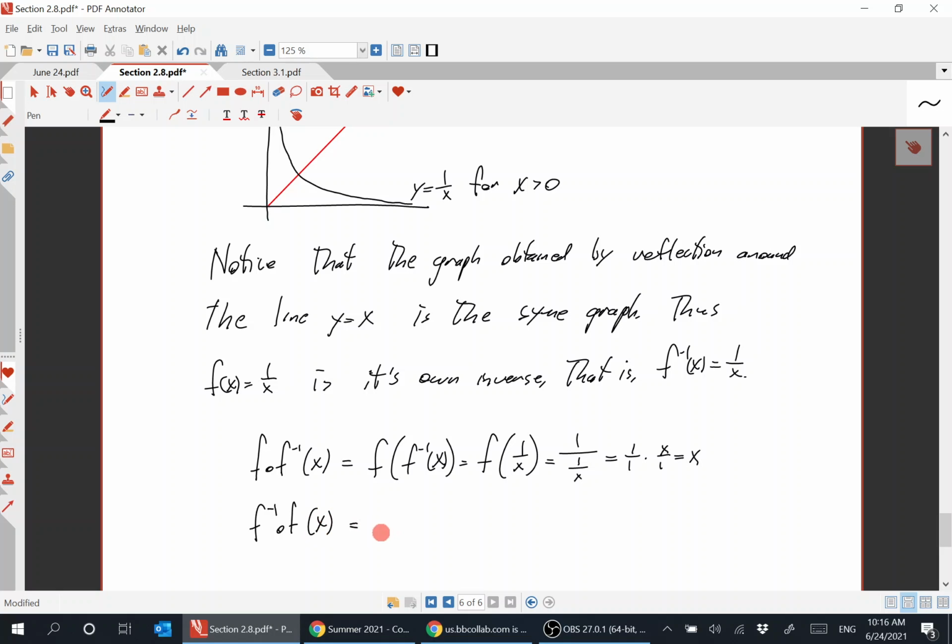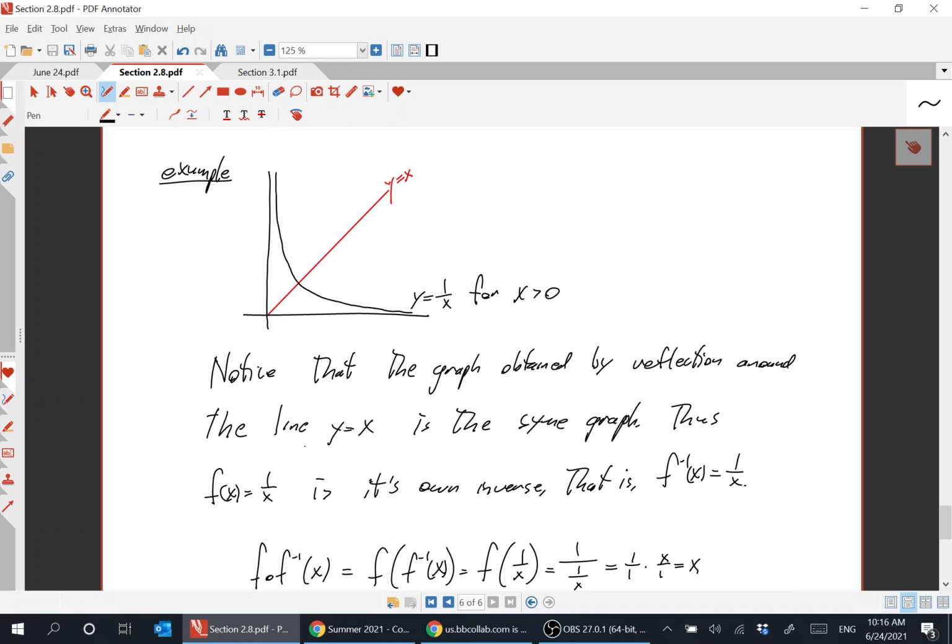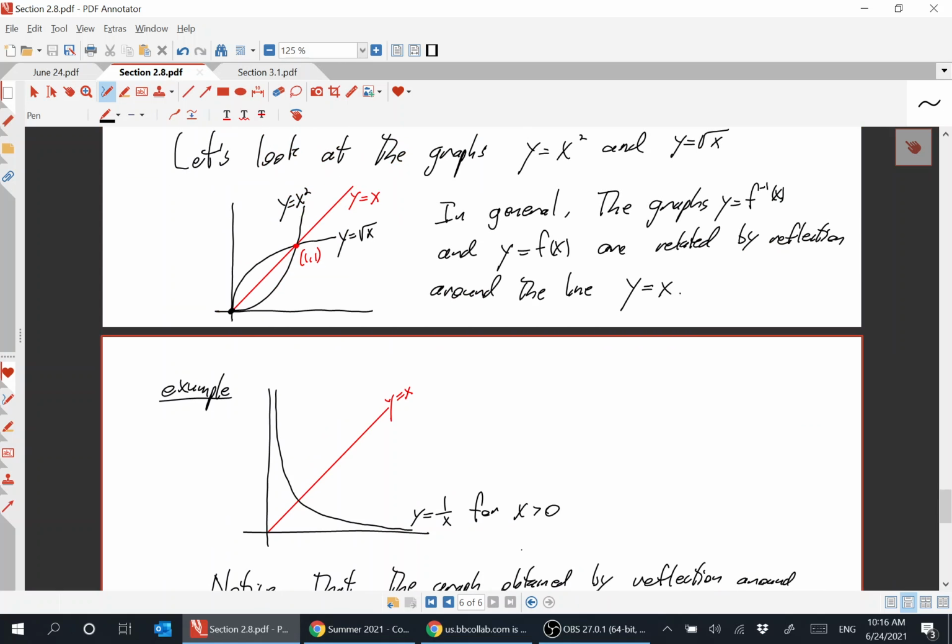Because the functions are the same, obviously, it's going to be the same exact calculation, and therefore you get x again. Okay, so generally speaking, to get the graph of the inverse function, you just take the reflection around this line, y equals x. Sometimes, usually, you get a different function, of course.